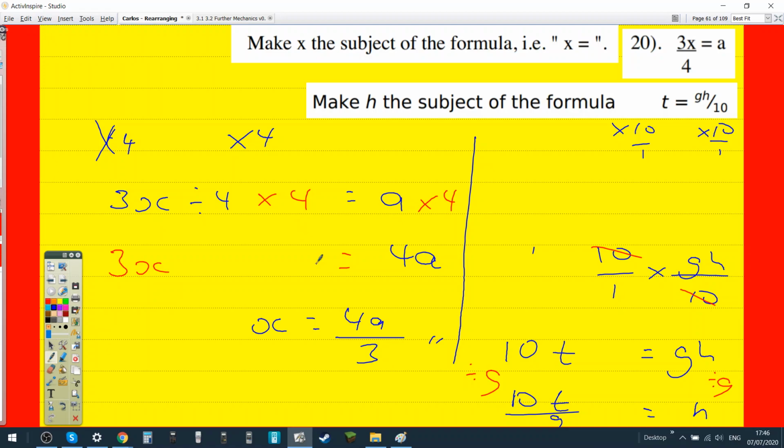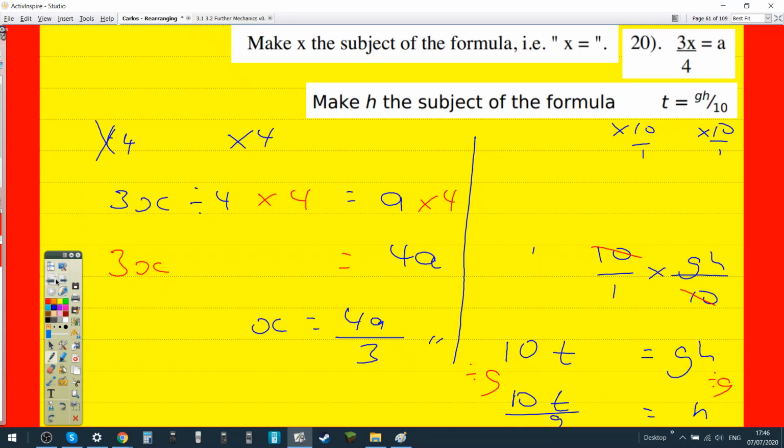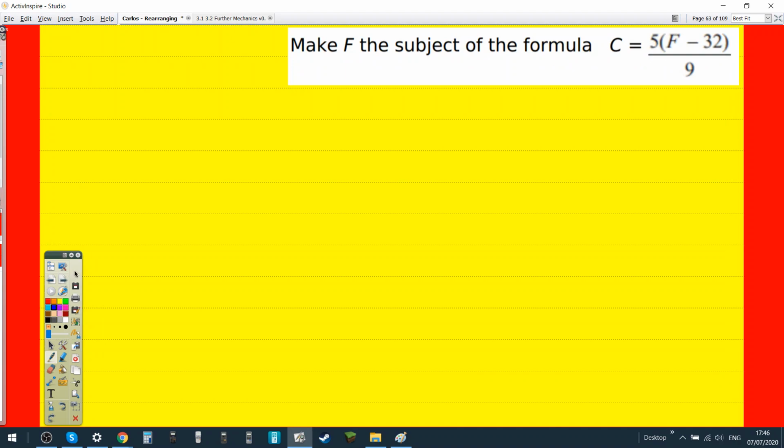Any questions there? No. So tricky stuff. I'm glad we did it though. 10t over g. Yeah. Oh, okay, let's try this one.